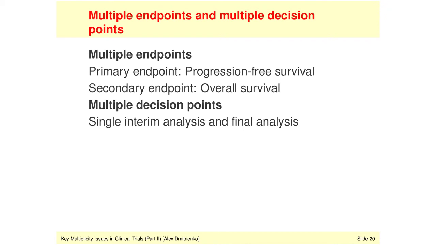First of all, there were two endpoints predefined in the trial. The primary endpoint was based on the time to disease progression, known typically as progression-free survival. The secondary endpoint was based on the evaluation of the treatment effect on overall survival, and those assessments were performed at two pre-specified decision points. There was a single interim analysis employed in the trial, and the final analysis was conducted at the very end of the trial.